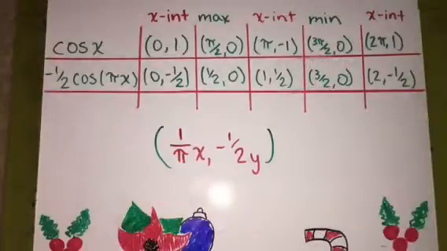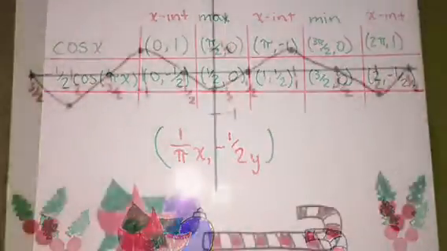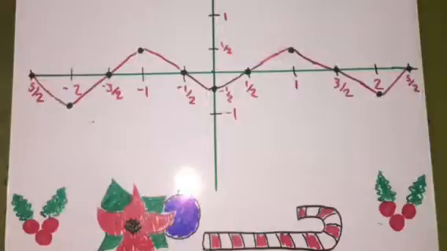To get from the parent graph points to the new graph points, x was multiplied by 1 over pi and y was multiplied by a negative 1/2. Finally, to make the new graph, I have added the points of the x-intercepts, maxes, and minimums. What I have then drawn is 2 full periods of the function. From 0 to 2 is 1 period, and from negative 2 to 0 is another.